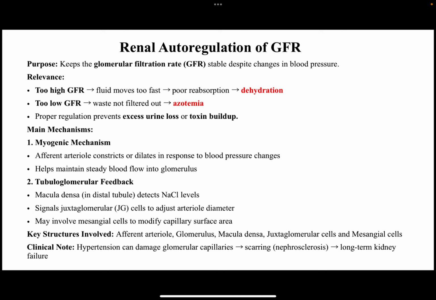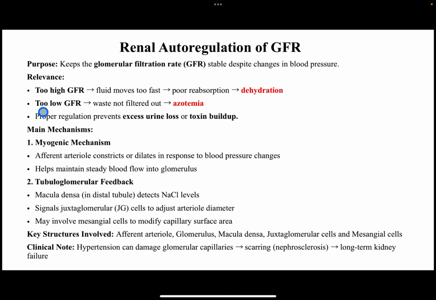Renal autoregulation is a mechanism that helps to keep the glomerular filtration rate in a stable state despite changes in an individual's blood pressure. If your blood pressure is too high, your glomerular filtration rate would also be too high. Then filtrate will form so fast, fluid will move too fast, and because of the high glomerular filtration rate there is going to be poor reabsorption, and that would contribute to dehydration.